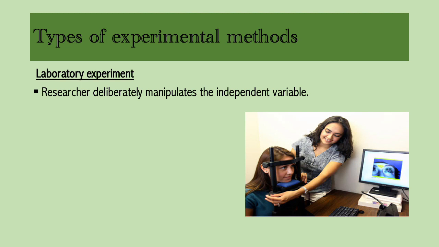Alright, so the first type of experiment is very common, very well known. I'm pretty sure you have heard of or probably have seen a lab experiment before. So the first type of experimental method is lab experiment, where the researcher deliberately manipulates the IV. So the researcher controls the independent variable, okay? And also a lab experiment is conducted in an artificial setting. So it is conducted in a lab where it's controlled, it's made up, okay? It's an artificial setting.